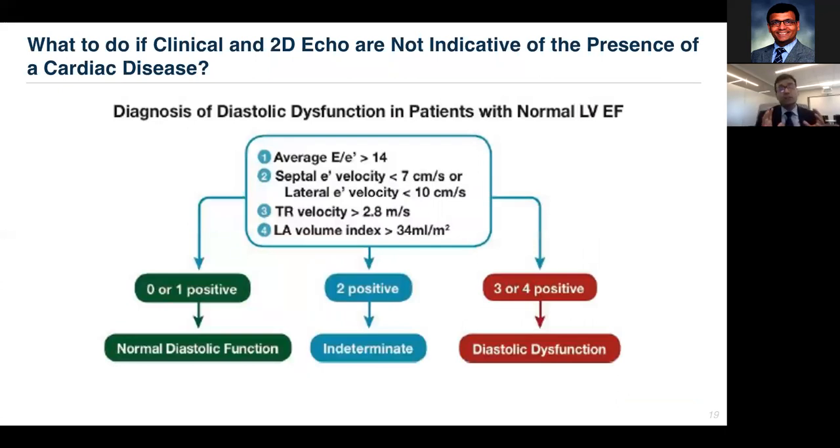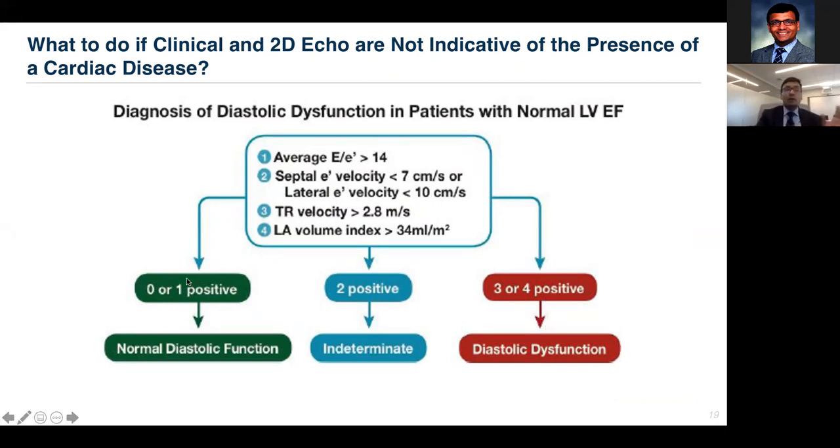And for these reasons, the diastolic dysfunction guidelines stressed the consistency of information. So they requested that at least three or more of these variables be abnormal to call it diastolic dysfunction.